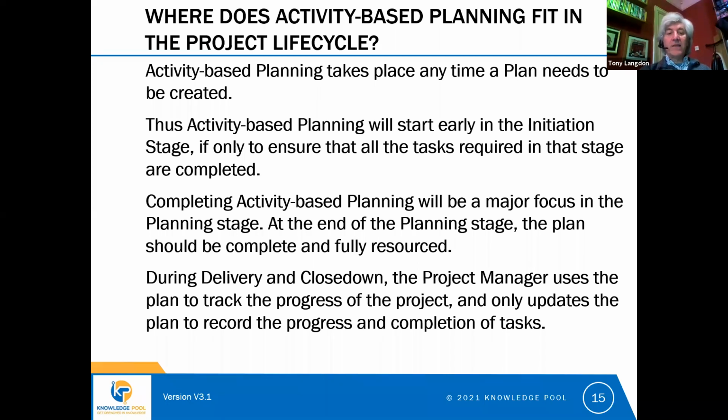So we start it early in initiation. There'll be a lot of activity-based planning during the planning stage, and we should have a delivery plan then that's fully resourced. And during delivery and close down, we will use the plan to track the progress of the project. And really the only updates that we should make to the plan during delivery and close down is to record progress and completing of tasks. We shouldn't be adding new tasks into the plan during delivery because our planning should have discovered all of what we need. So that's when activity-based planning happens. Are there any questions on when we would use activity-based planning?